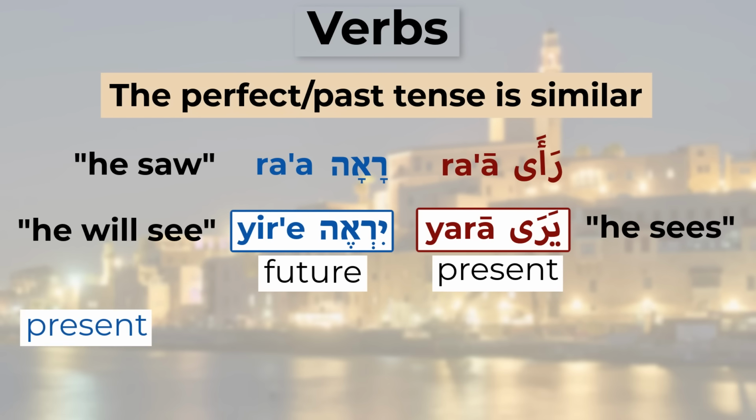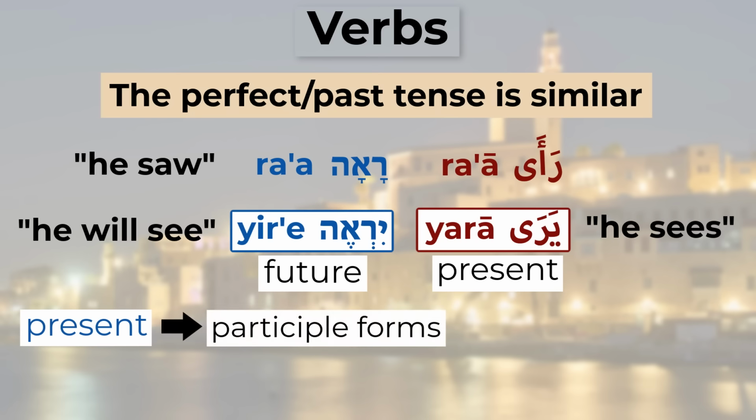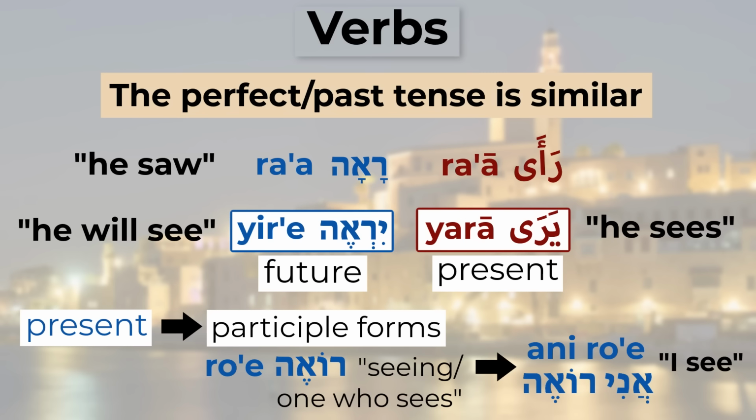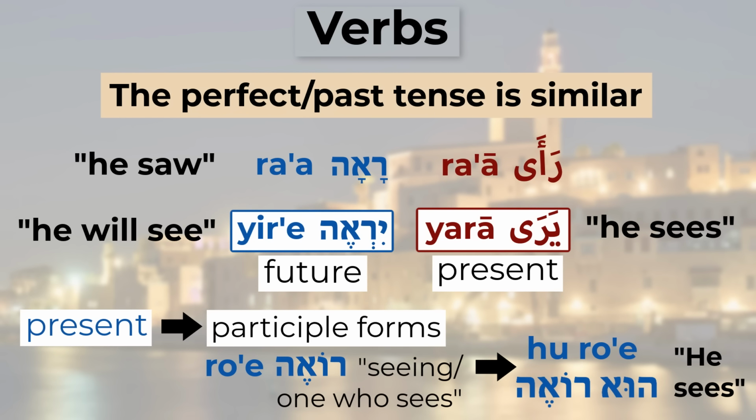In modern Hebrew, participle forms are used for the present tense. So roe, which originally meant seeing or one who sees, is used like this. Ani roe means I see when a male says it. Hu roe means he sees, etc.